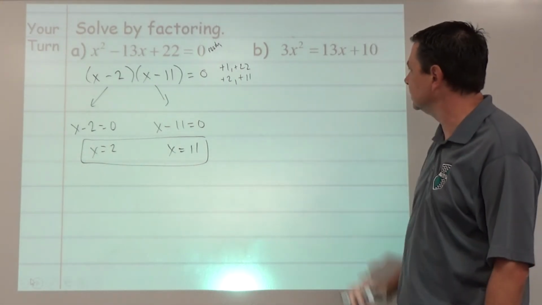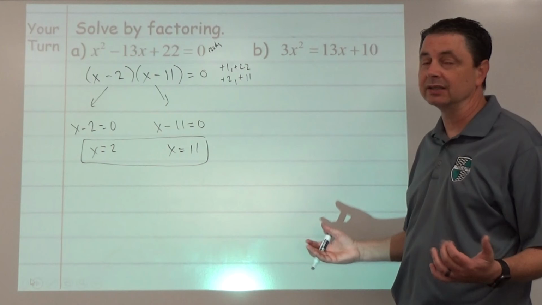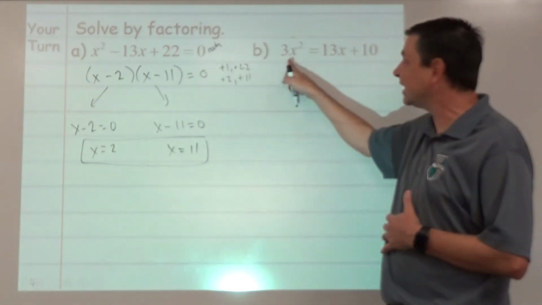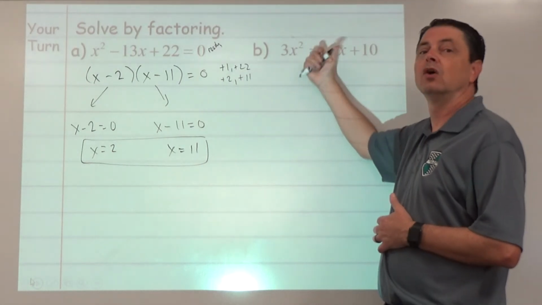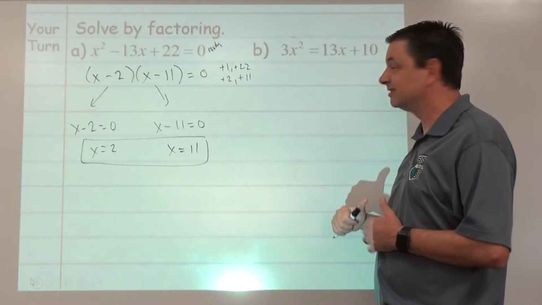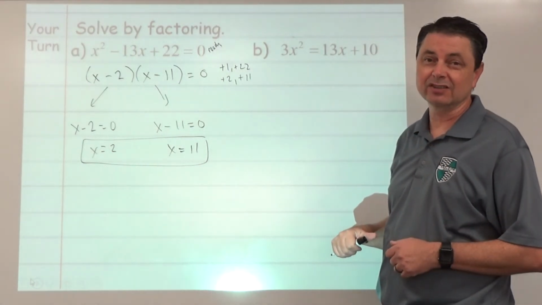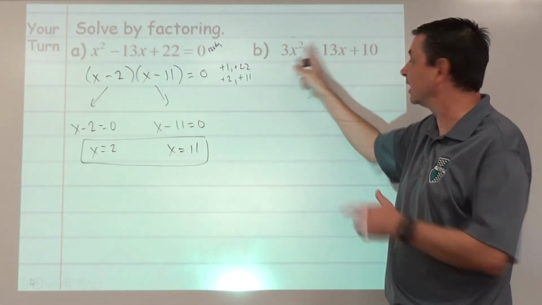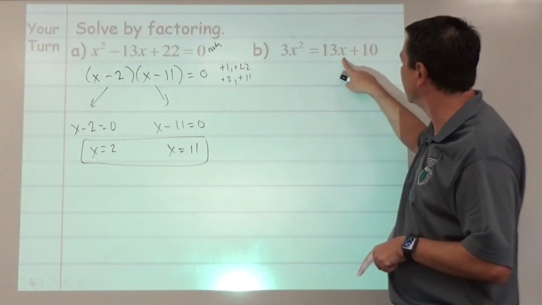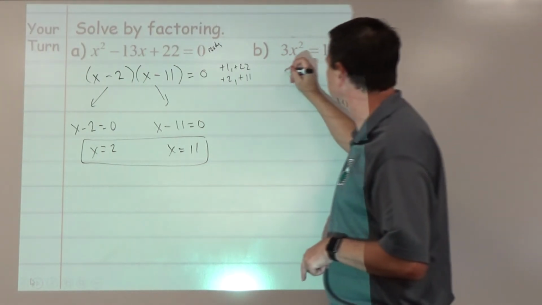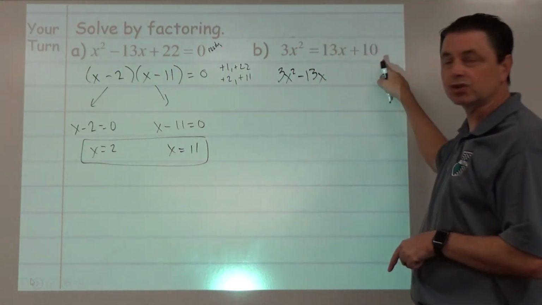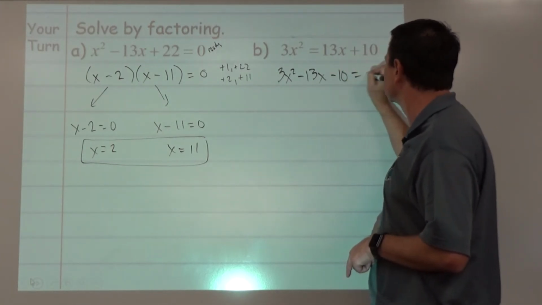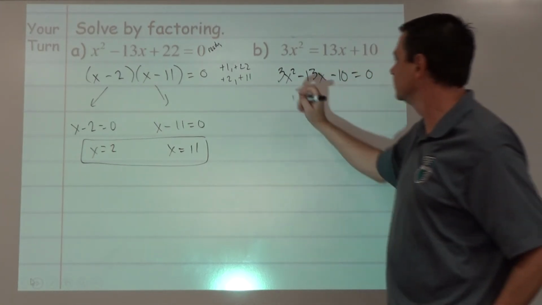How about part B? It's not ready. It needs to be 0. Fastest way would be this, but if we subtract 3x squared over here, we're going to get negative 3x squared. We don't want the negative. So let's keep that there. Let's move these over. Let's go subtract the 13x both sides. So we got 3x squared minus 13x. Let's subtract a 10 on both sides. Now we're ready.